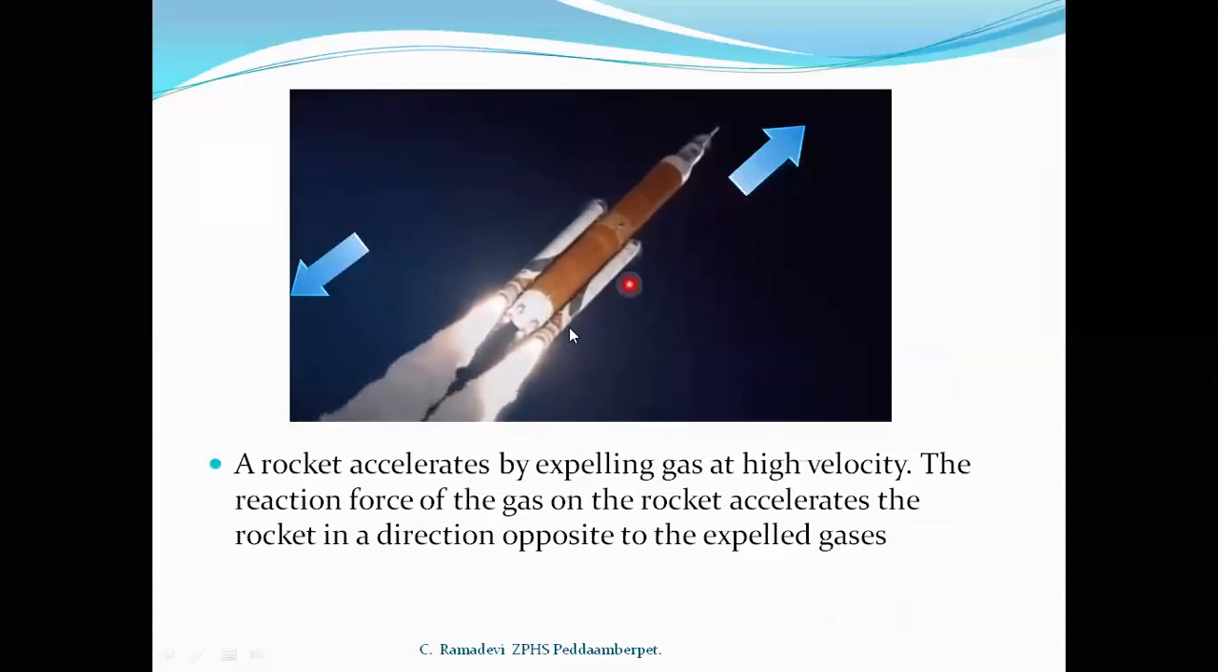The gases are expelled from the back side, and the rocket is pushed in the upward direction. A rocket accelerates by expelling gas at high velocity. The reaction force of the gas on the rocket accelerates the rocket in a direction opposite to the expelled gases. Here we see that the gases are coming out of the nozzle in the downward direction, and the rocket is being pushed up. Here we can conclude that the action and reaction pair act on two different objects.